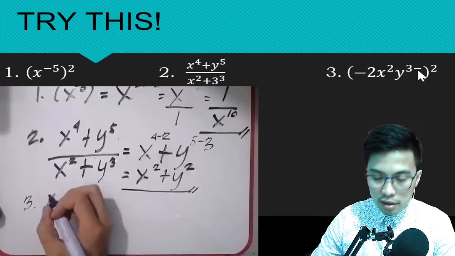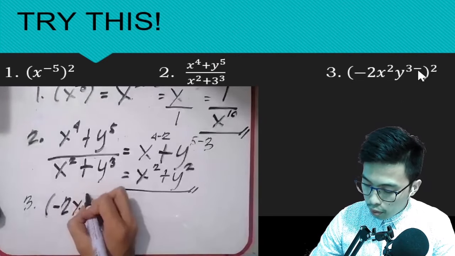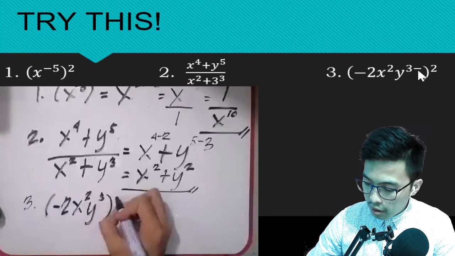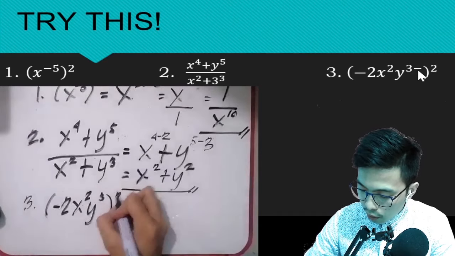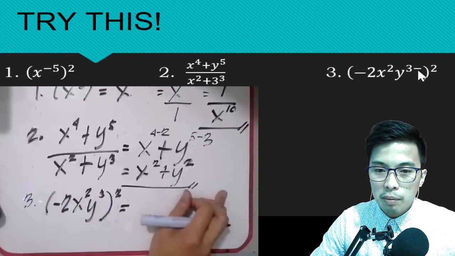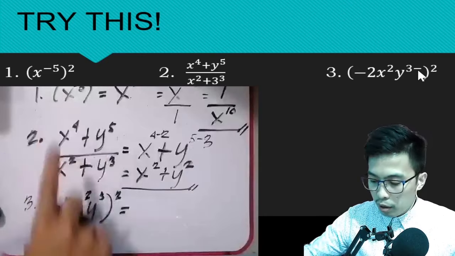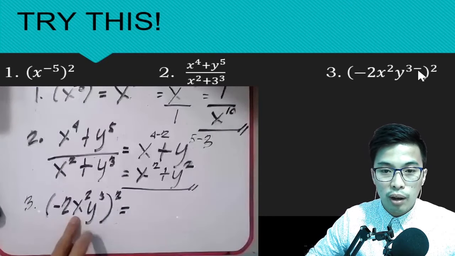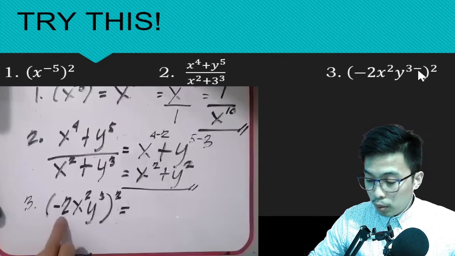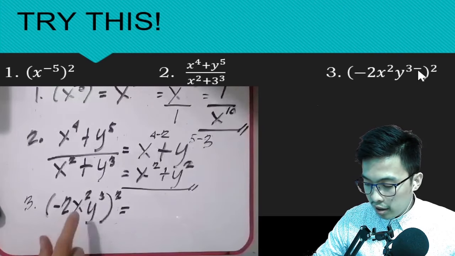So, I will rewrite this in the form of 2x raised to the power of 2 times y raised to the power of 3, okay, times quantity raised to the power. So, as you can observe there, kanina, isa lang yung variable dito. Pero dito, meron ng isang variable ulit. So, you have 2 variables there. And you also have 2 here, which is the numerical coefficient of x or y.